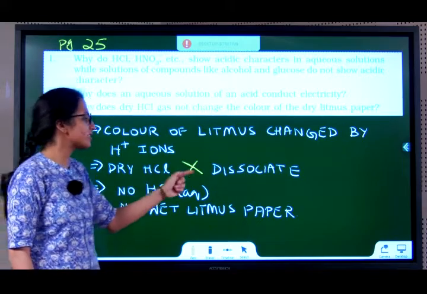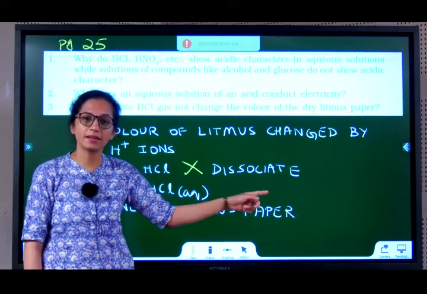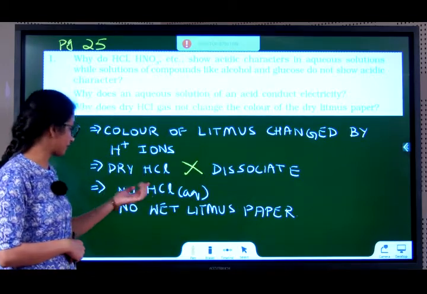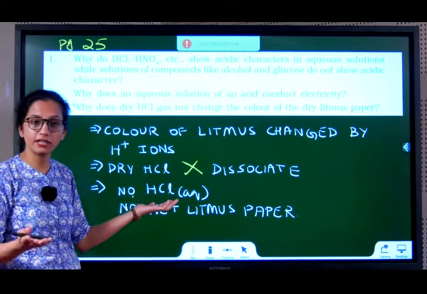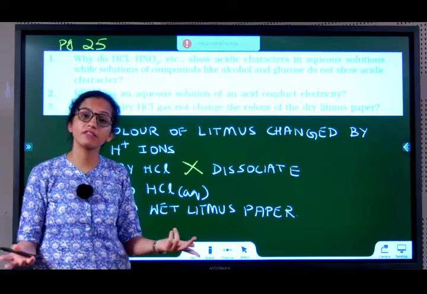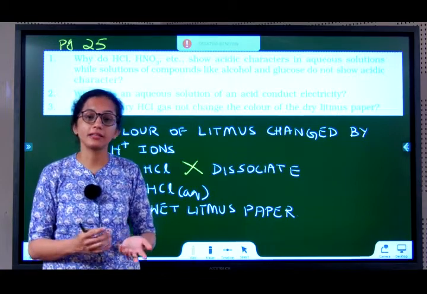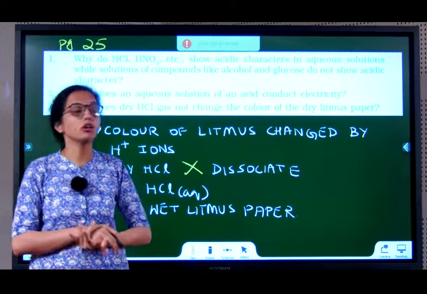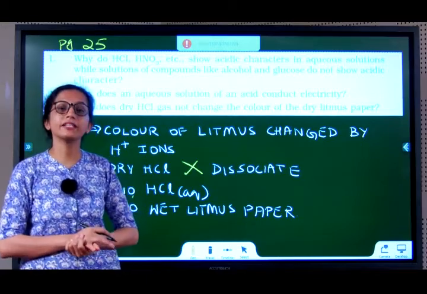Dry HCl does not dissociate into H plus and Cl minus. So, there is no production of H plus ions. That means we don't have HCl in aqueous state for it to split up. We don't have the litmus paper wet, it's not even wet. So, it does not split up then either. Therefore, we can say dry HCl gas does not show any color change on dry litmus paper.